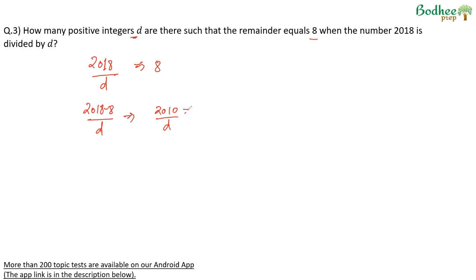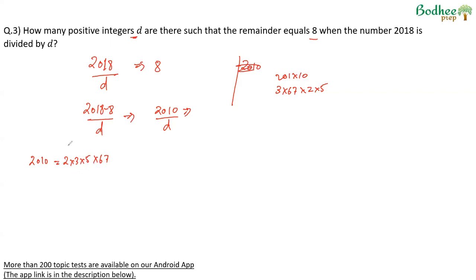So we look at the factors of 2010, the numbers that will divide 2010. 2010 is 201 into 10. 201 will be 3 into 67. 10 is 2 into 5. So basically 2010 will be 2 into 3 into 5 into 67.